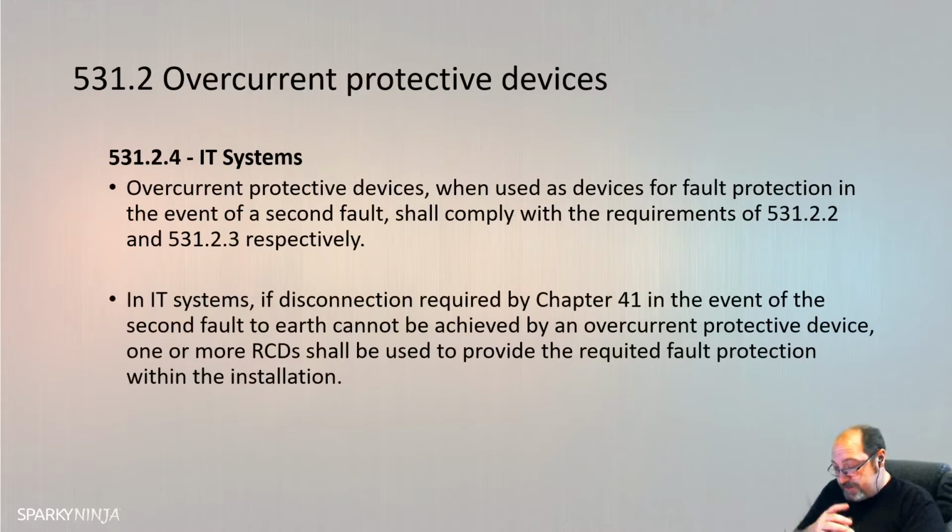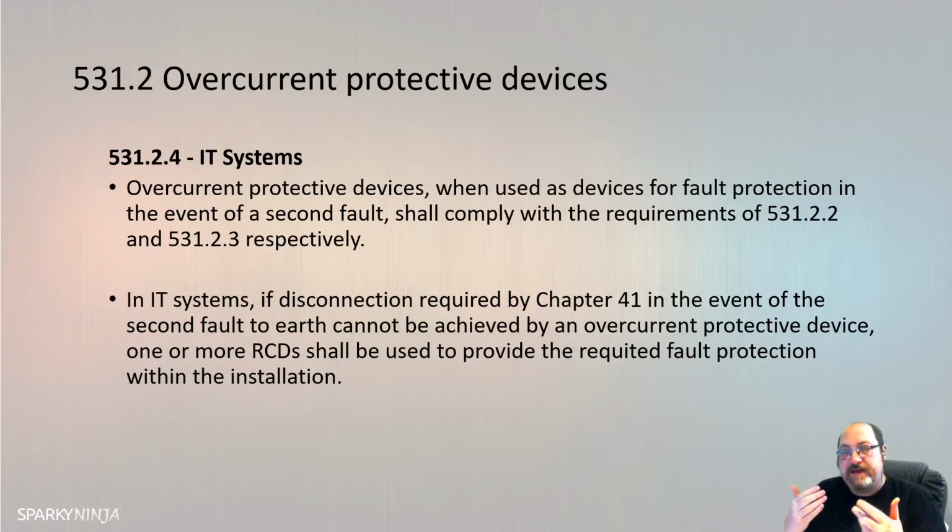For the IT system, overcurrent devices, when used as devices for fault protection in the event of a second fault. Let's remind ourselves about the IT system. The IT system is a specialised earthing system where we establish a high impedance between the earth and the supply live conductors, so if there is an earth fault current flowing, so there is an earth fault condition, that high impedance results in a very, very low current, a current value that will not cause harm. Such current not causing harm will result in the protective device not disconnecting.